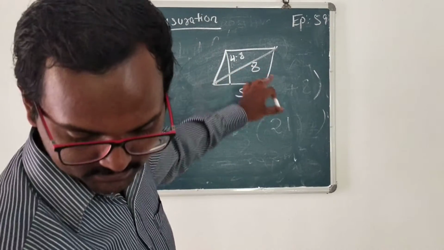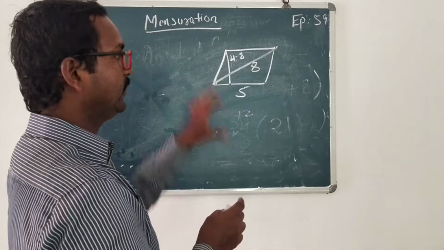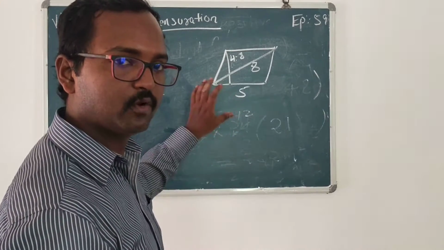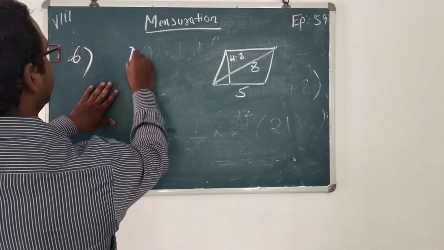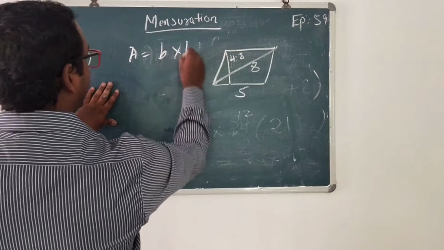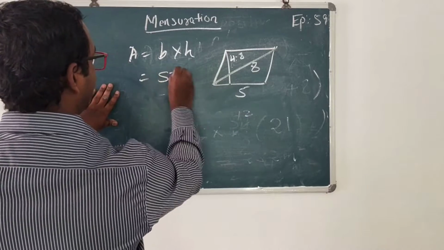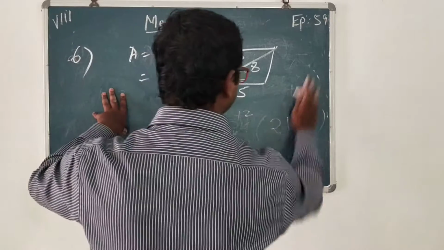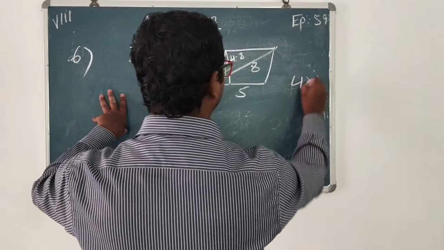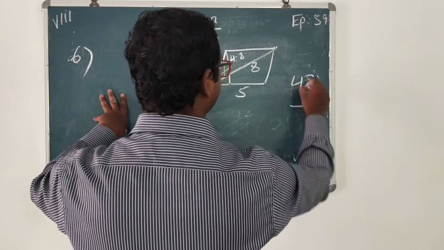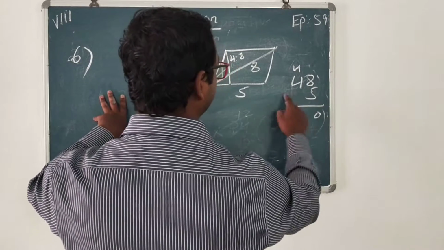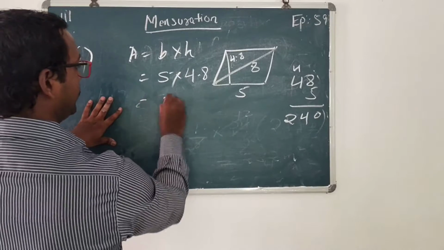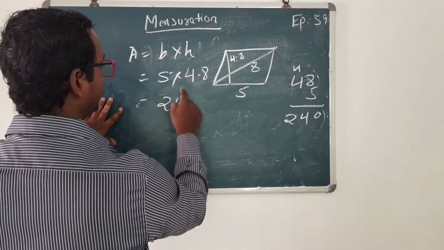Okay, so I already told you a rhombus is nothing but a parallelogram. So we can apply the formula of parallelogram in rhombus also. We can apply the formula area is equal to base into height. Here the base is 5 and the height is 4.8. So if you multiply, you will get 48 into 5, it's 40, 5 4 20, 240.